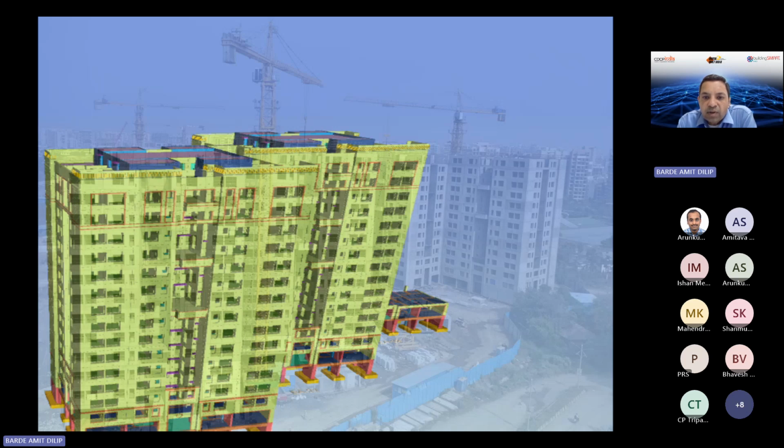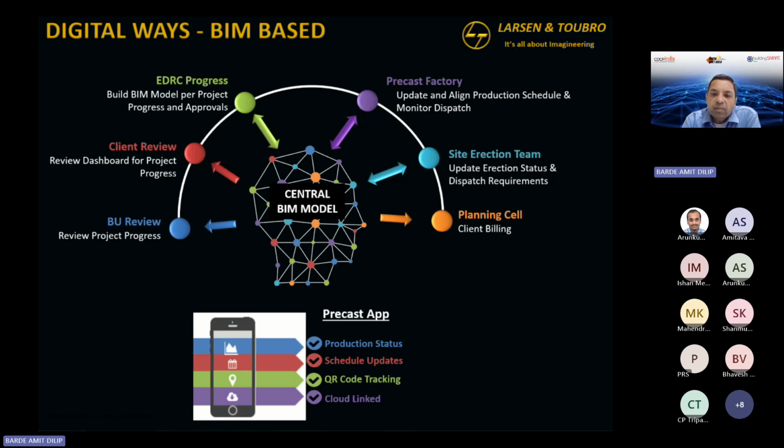And that is what we have been doing again for the last 6-7 years, especially for precast. We have adopted BIM options where we are building central BIM models. It is mandatory on all our projects now to adopt BIM. And on that model, of course, you see the various entities that I've listed here. They're specific to precast, but it can be for any project. There is the design engineer, the client, my business unit, the factory, the site team and a planning cell, and all of them are using it.